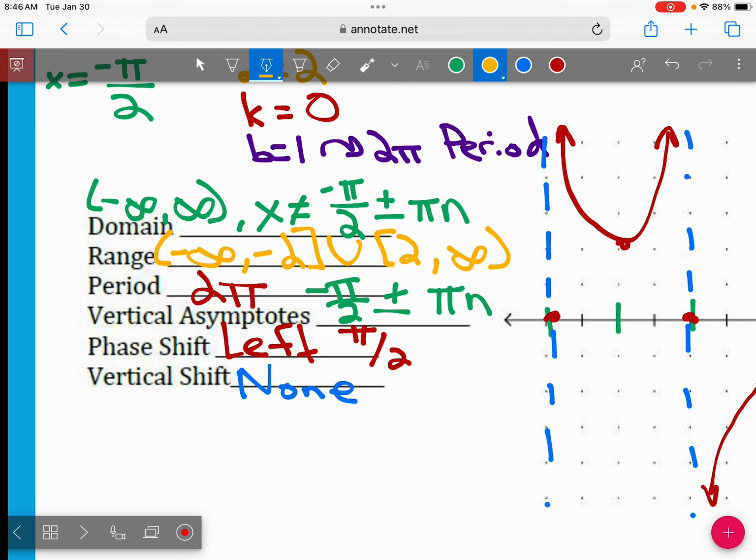For domain, if we just wrote negative infinity to infinity, would that be wrong? Yep. Because remember, the domain is saying, where is there a possible input? Where is there a possible x value? It's not possible to input a number where there's an asymptote and get an output. So we have to exclude the asymptotes for our domain.